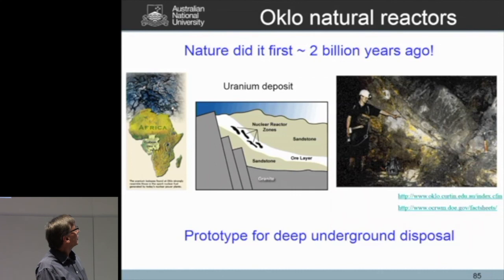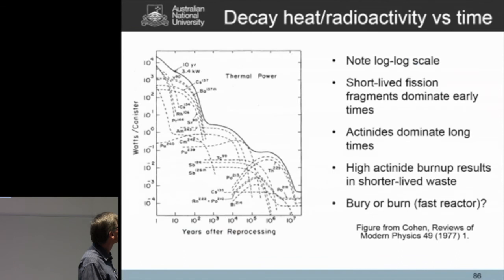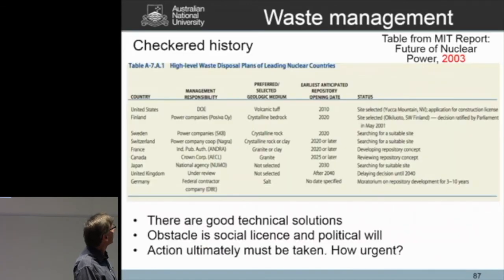And in the first lecture, I talked about these Oklo natural reactors, which operated on the Earth 2 billion years ago. We can look at where the radioactivity has gone in these deposits, and it turns out that it didn't go very far at all. So to some degree, these things have been an experiment for us and a prototype for this deep underground repository. Okay, I think I might skip that.